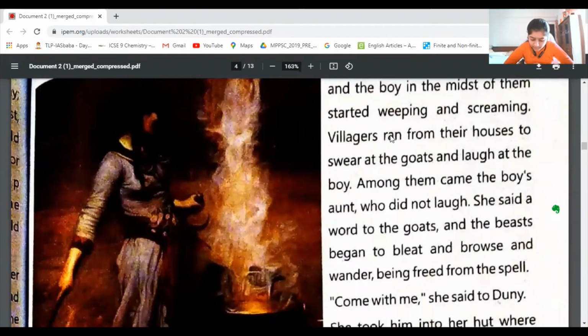Villagers ran from their houses to swear at the goats and laughed at the boy. Among them came the boy's aunt, who did not laugh. She said a word to the goats, and the beasts began to bleat and browse at random, being freed from the spell.